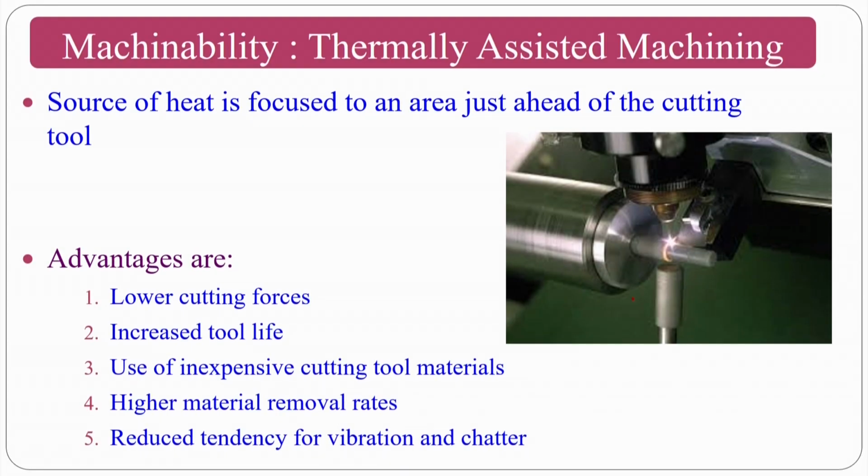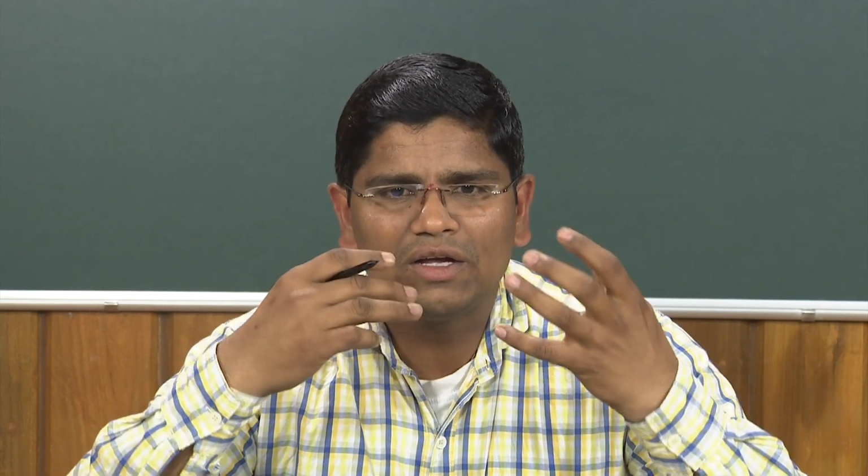What are the advantages that you are going to get? If you see the advantages: lower cutting forces because it is softer material; tool life will increase because the forces are very less; inexpensive cutting tool materials, you can go for normal tools because the material is in soft condition; higher material removal rate, you can go for higher depth of cut and feed also; and reduced tendency for vibration because the workpiece is now no more brittle and very hard, it is ductile in nature. That's why you understand now the machinability is improved.